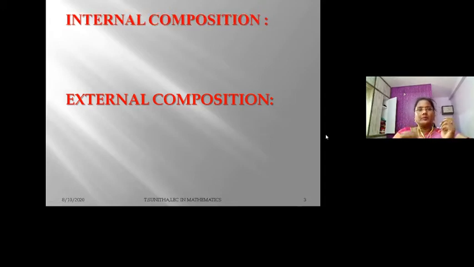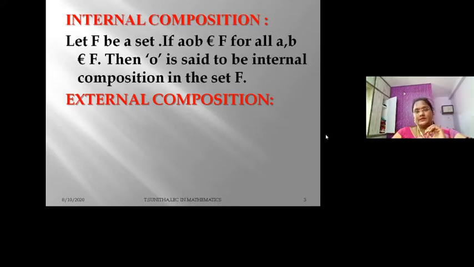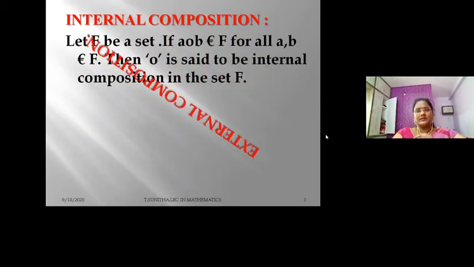So what is internal composition? Let F be a set. If a ∘ b belongs to F for all a, b belongs to F, then ∘ is said to be an internal composition in the set F. That means for any elements a, b belonging to F, the binary composition, whether it is plus or minus or whatever it may be, after completion of that composition, the element must be in F. Then it is called internal composition.